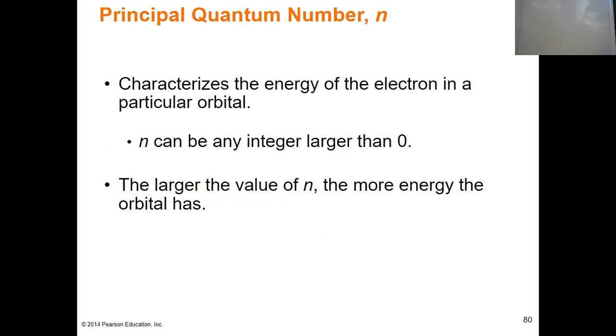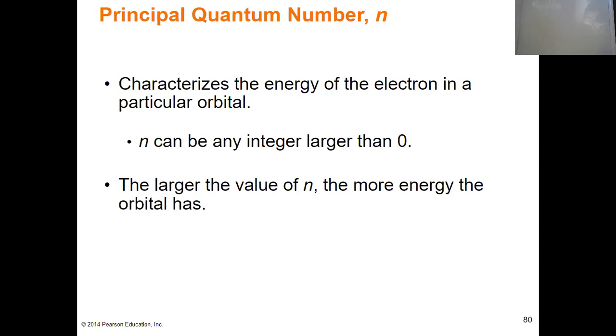The first is the principal quantum number, which is represented by the letter N. This is going to represent the energy level that the electron's located in. If you remember that diagram of Bohr's atom from the previous lecture, the ring that was closest to the nucleus would be energy level 1. The following ring was energy level 2, energy level 3, etc.